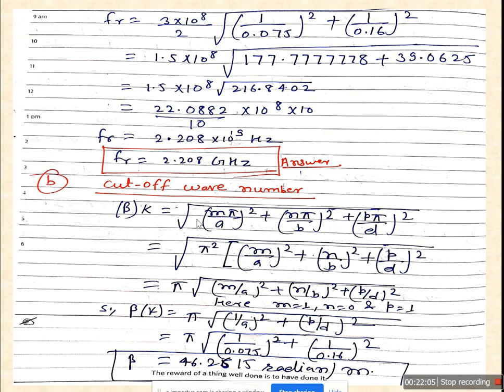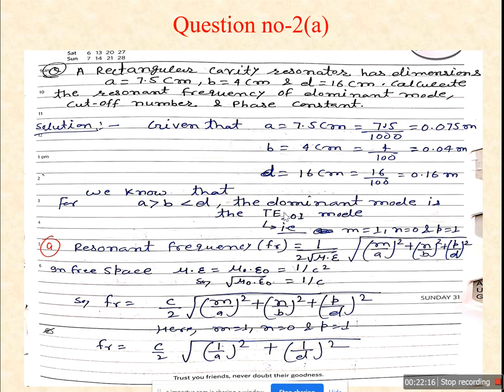Cutoff wave number, the formula is this. Simply put this and you will get the answer, it is always in radian per meter. Do not forget to write the unit, it is radian per meter. This is the question asked in 2018-19.